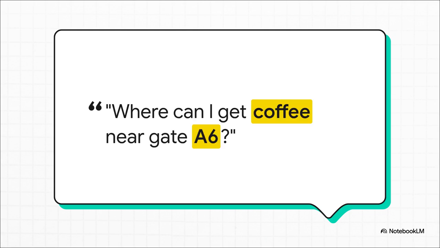Or how about something a little trickier? Where can I get coffee near gate A6? Again, this is where the system really shines. It uses its React framework and its tools to search a database of airport vendors and finds the nearest coffee spot. It's not just spouting facts. It's understanding context and using tools to solve a specific problem.